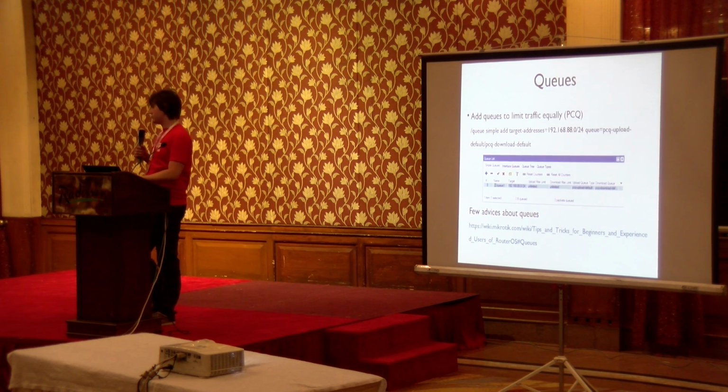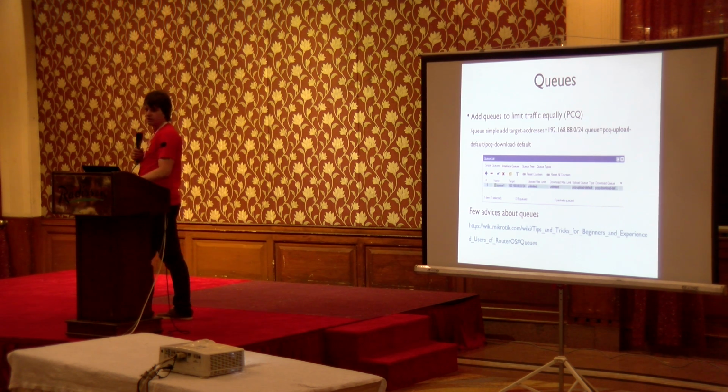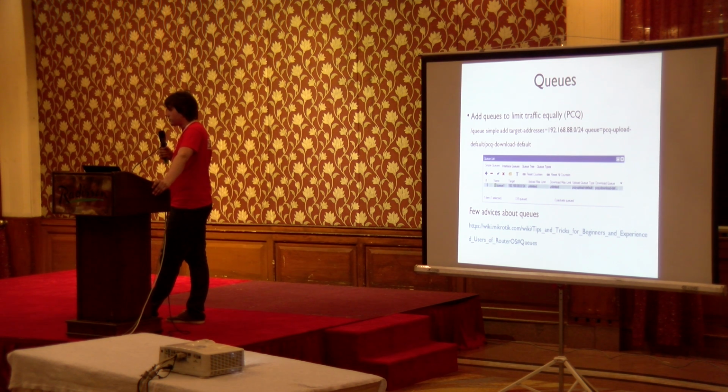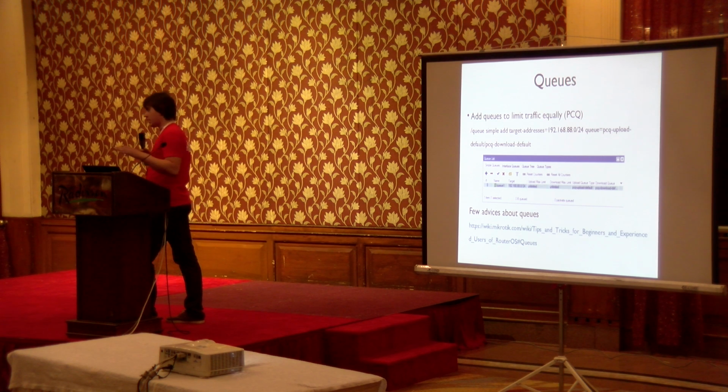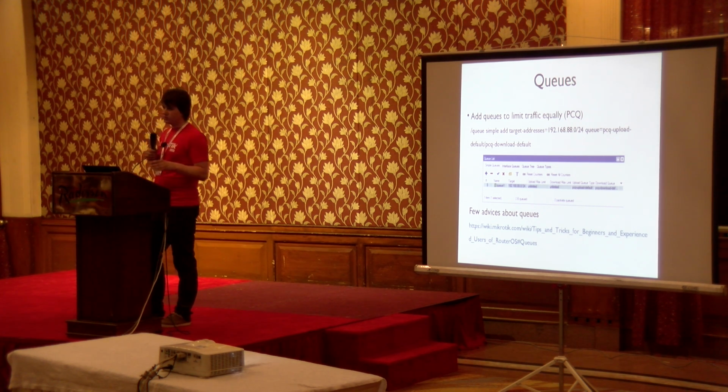And for little more advanced queues, you can use the PCQ, which is per connection queues. This means that by specifying this option, the available speed will be split equally among all connected devices. So everybody will get the same speed.